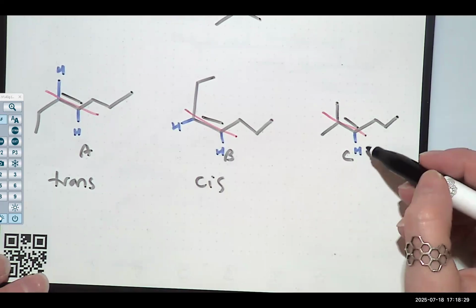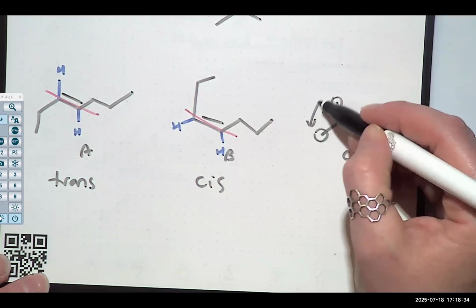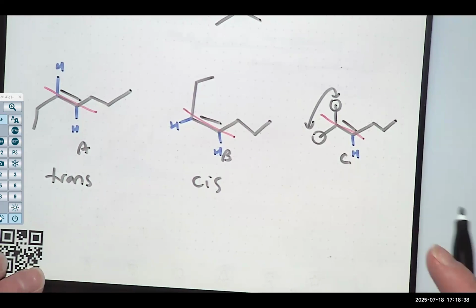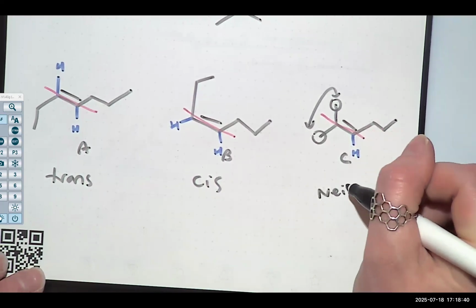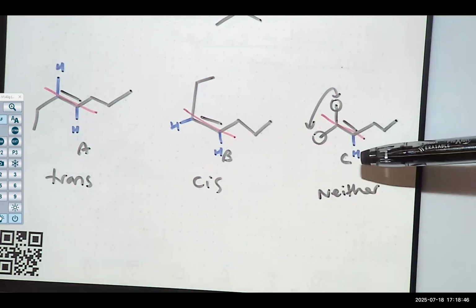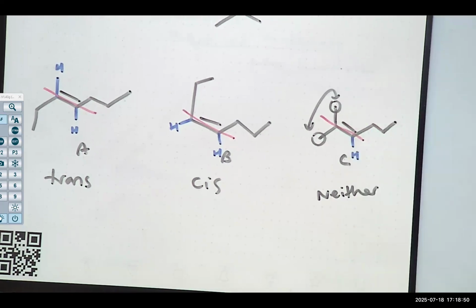And then this one, we only have one hydrogen, and these two are the same. If we swapped these two out with each other, it would be the same molecule. So this is not capable of cis or trans isomerism, so we would say that's neither, because you need to have at least two different groups for cis-trans isomerism.